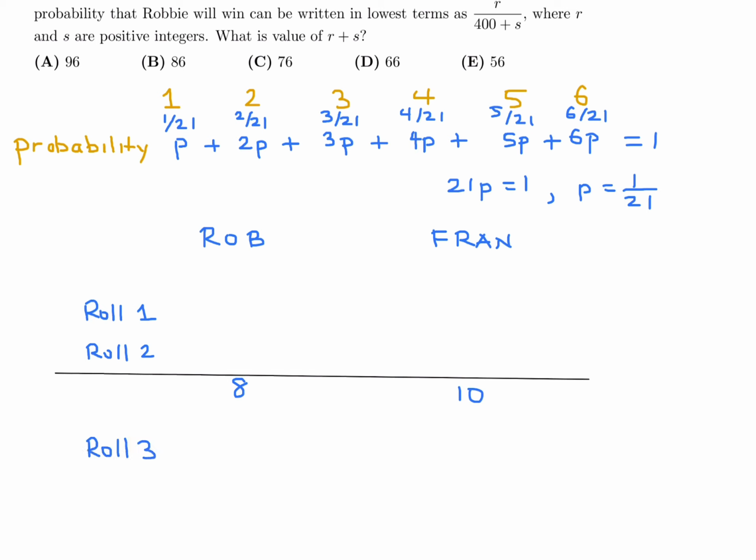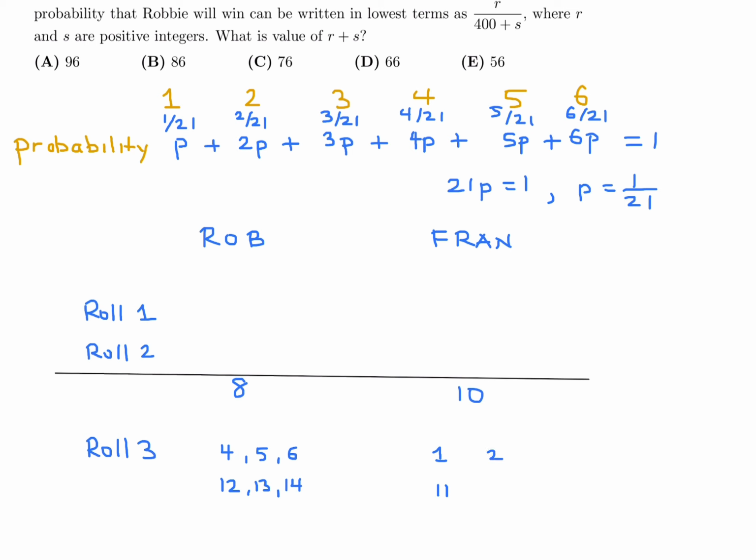Well, let's discuss. If Fran rolls a 1, her score will be 11, 10 plus 1. For Rob to win, his score has to be greater than 11, so it has to be 12, for example. That would happen if he rolls a 4. Or if he rolls a 5, his score would become 13, he would win. Or if he rolls a 6, his score would be 14, and he wins. You can't go anything higher than a 6. Okay, these are scenarios where Rob would win.